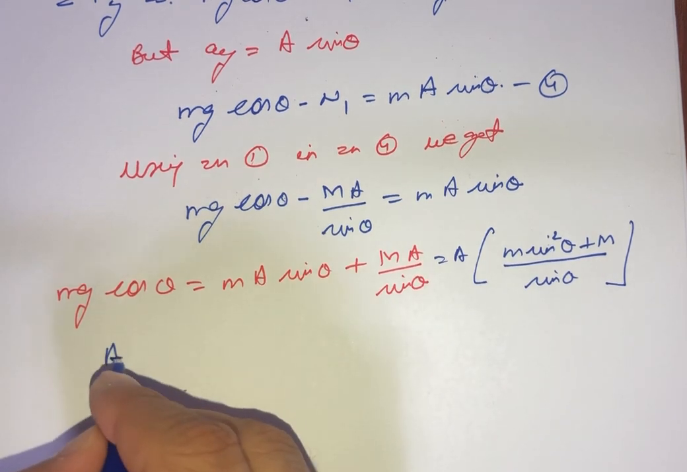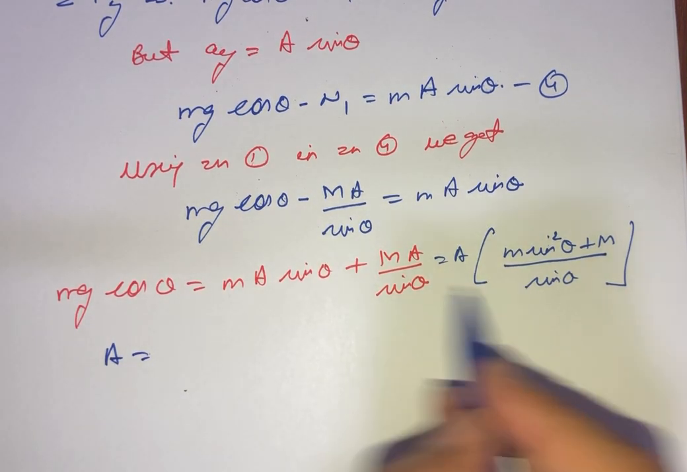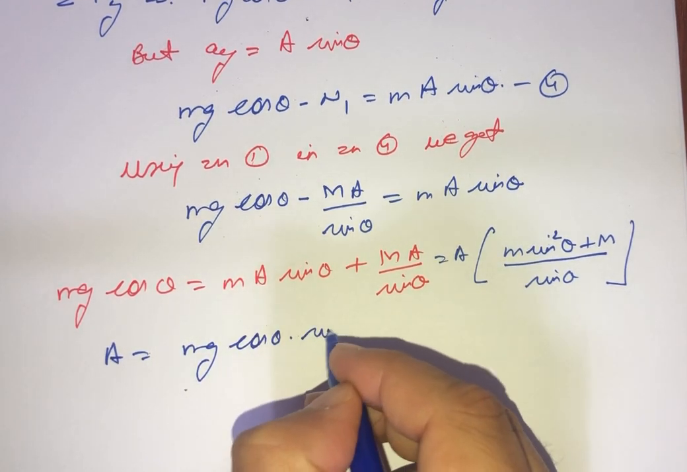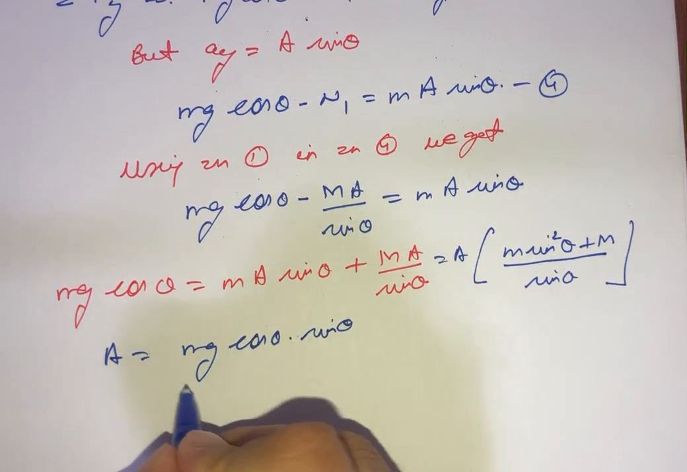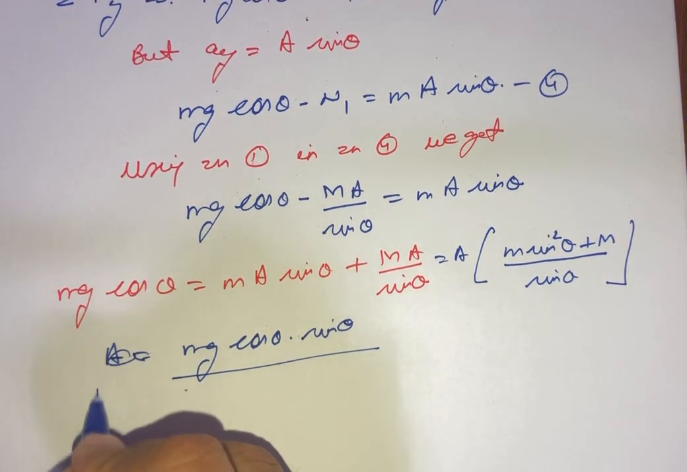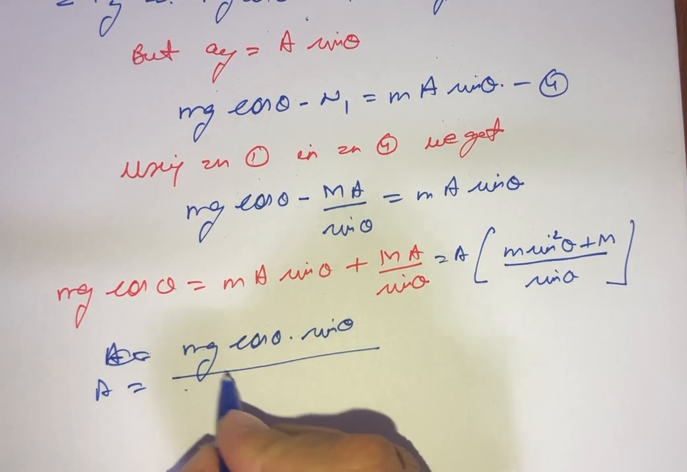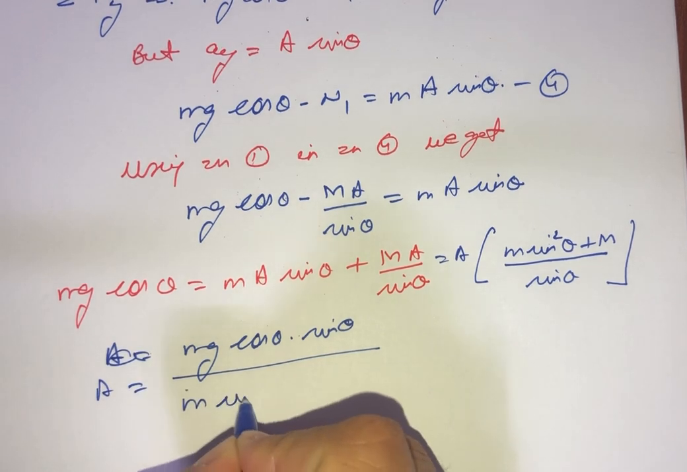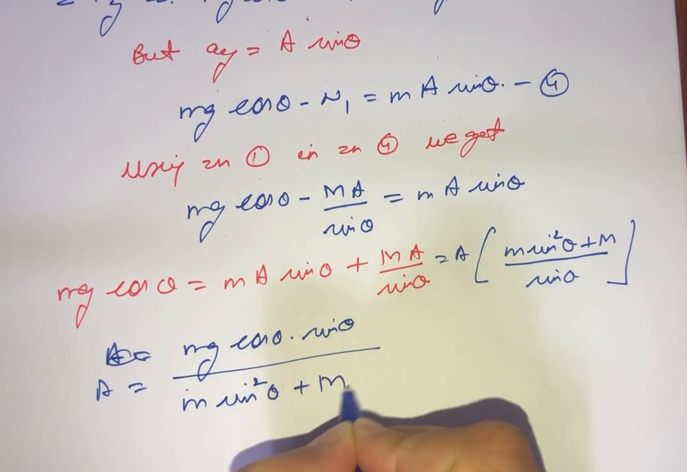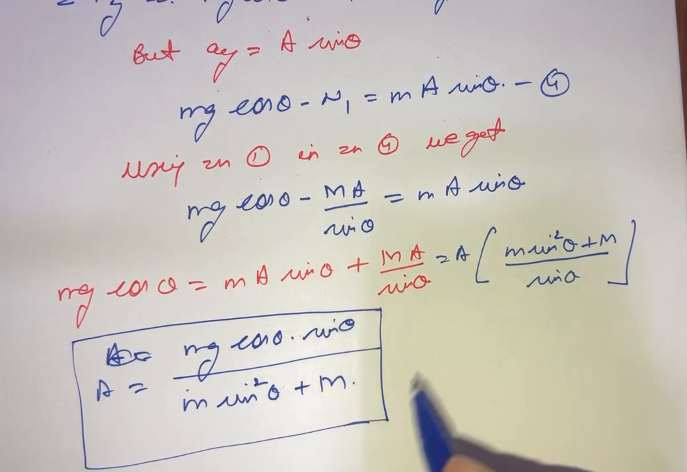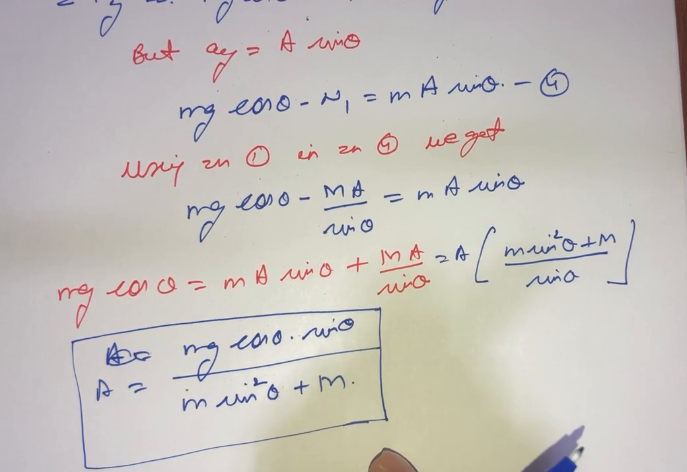From here we can find out value of A. So we can say that A will be equal to mg cos theta multiplied by sin theta and divided by m sin square theta plus capital M. So this is the acceleration for wedge.